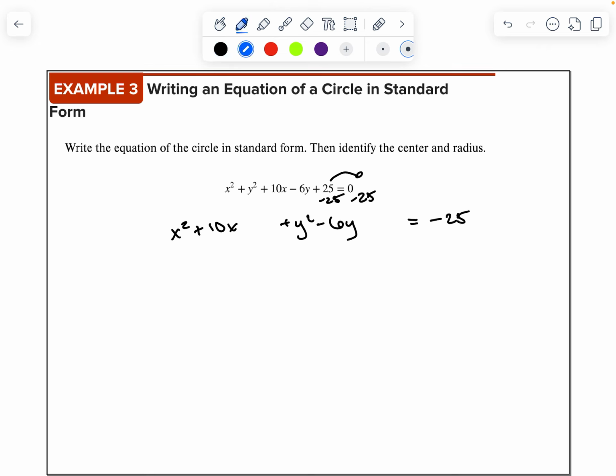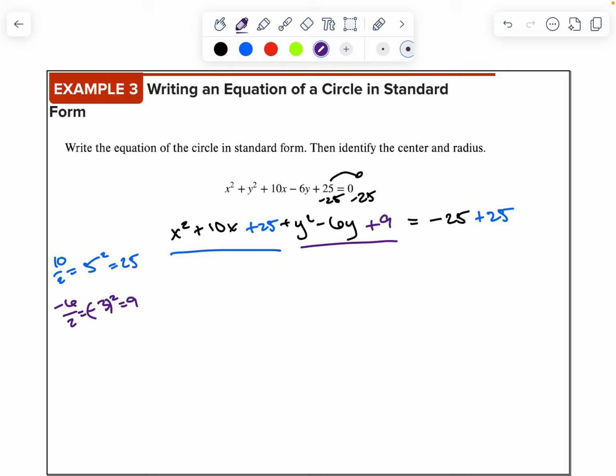Then the next thing I'm going to do is complete the square with each of these pieces. So with the x's, I have 10. Half of that is 5. Square that is 25. That means I need to add 25 to both sides. Again, you can go back and review this on the quadratics lesson. With the y's, I have b is negative 6. Half of that is negative 3. Square that would be 9. So I need to add 9 to both sides.